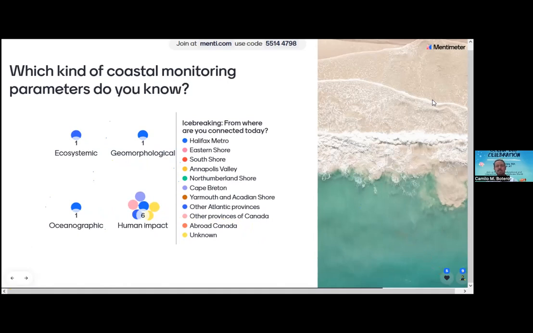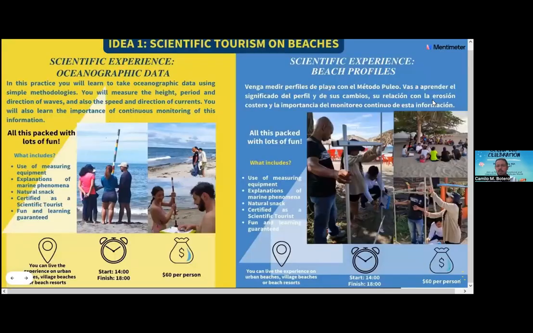Ecosystem is very important. It's about the ecology and the species. Geomorphological is also important. It's about the dunes, about the cliff, how we see the coast, and oceanographic is about the waves, the currents, etc. Okay. And why this is important, and this will be the last 3 slides before we go for speaking together.